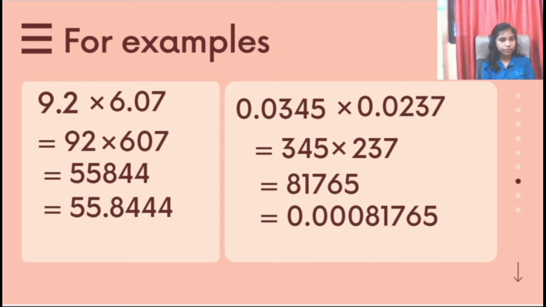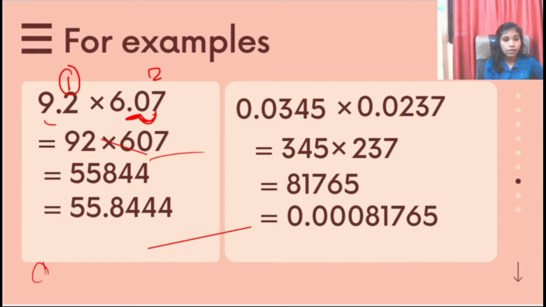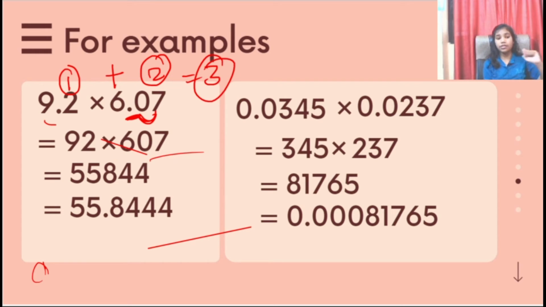First ignore the decimal points, so we put them as whole numbers: 92 multiplied by 607 equals 55,844. Now take both decimal numbers. In the first, 9.2, how many digits are there after the decimal point? Only one, right? In the second, 6.07, there are 2 places after the decimal point, so we write 2. Now add 1 and 2: 1 plus 2 is 3.